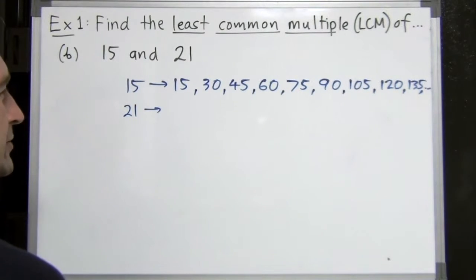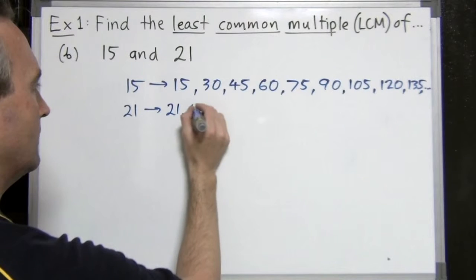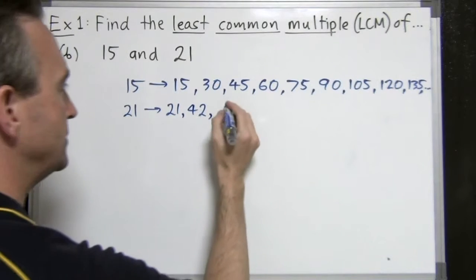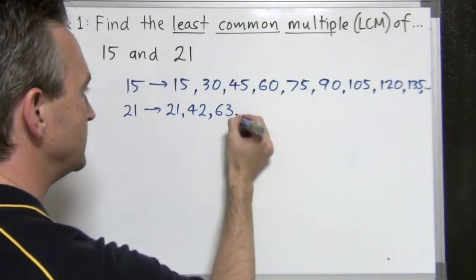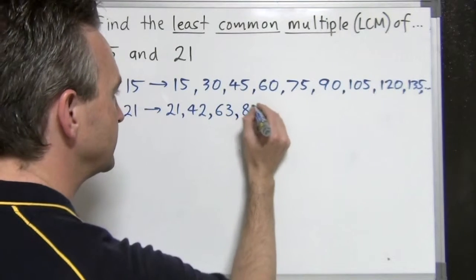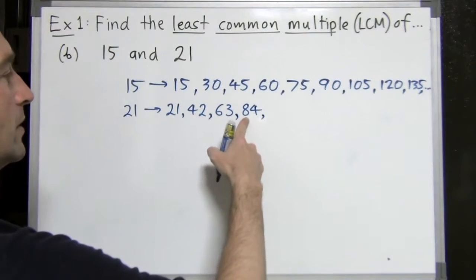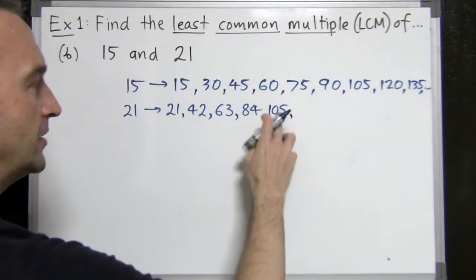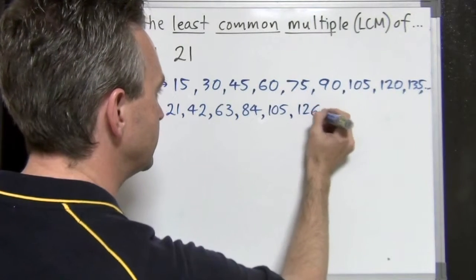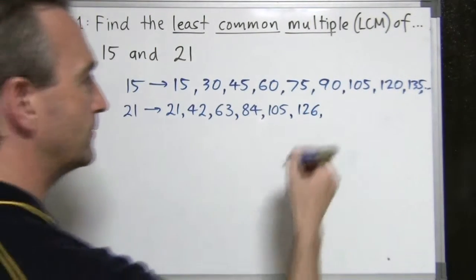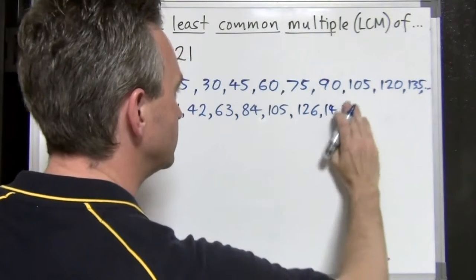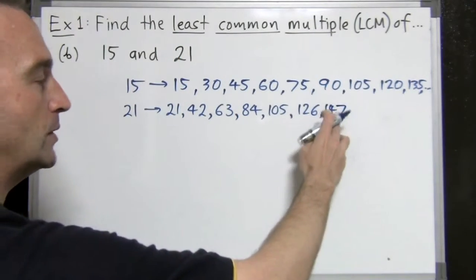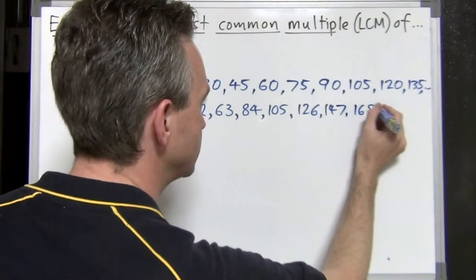21. Oh, this could get tricky. 21. Add 21, 42. Okay, I've got a trick. Let's add 20 and then add an extra 1 each time. 42, 52, 62, plus a 1, 63. 73, 83, plus an extra 1 is 84. 94, 104, plus 1 is 105. 115, 125, plus 1, 126. 136, 146, plus the extra 1, oops, that's 147, pardon me. 157, 167, plus 1 is 168.